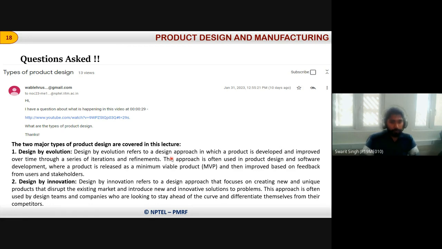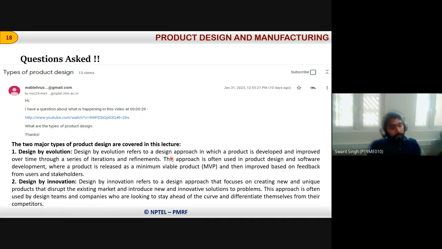This approach is often used in product design and software development, where a product is released as a minimum viable product and then improved based on feedback from users or stakeholders. So this is design by evolution. It is very common, like mobile phones. Recently, just this weekend, you got a new design of OnePlus. They have upgraded it, and the OnePlus 11 is in the market now, with some upgraded design. So these are design by evolution.